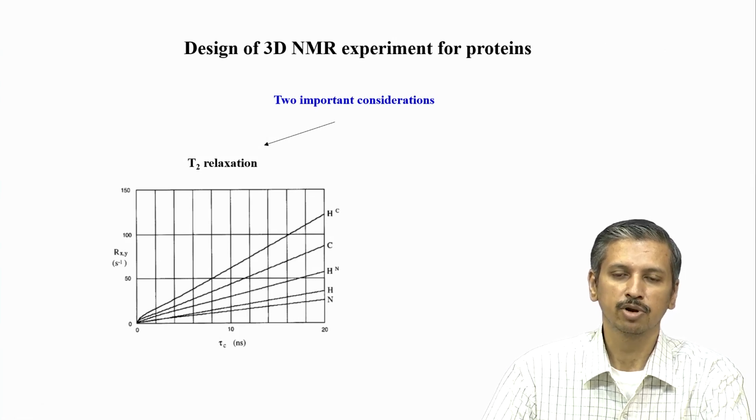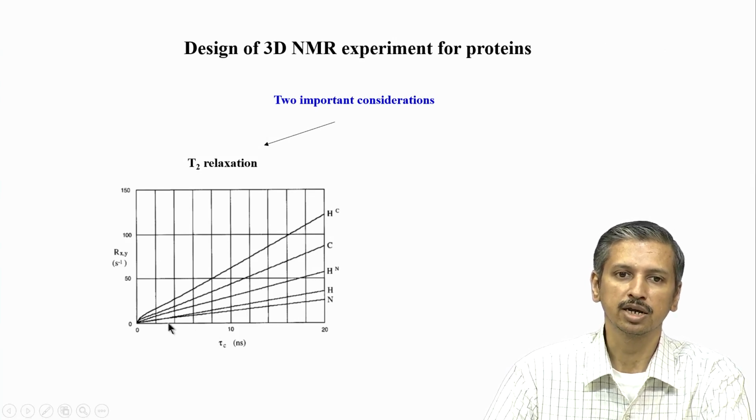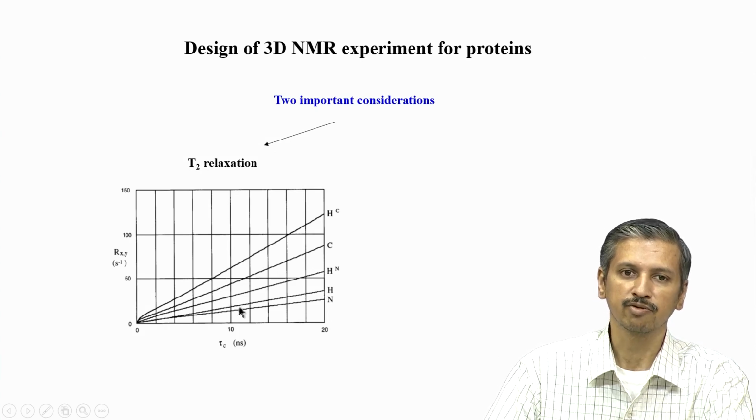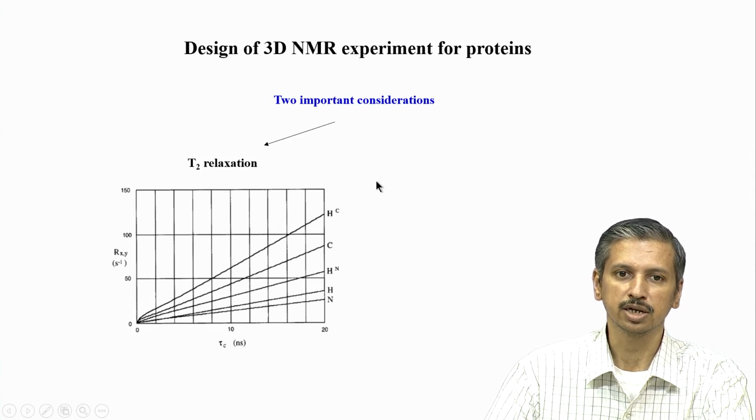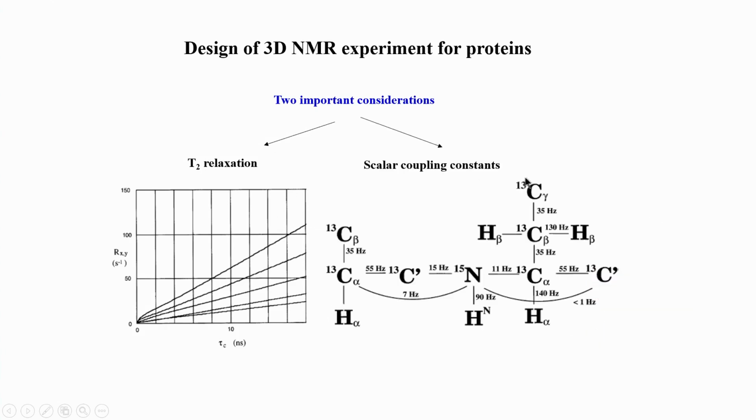So, therefore, it is very important to understand that I cannot design a 3D experiment arbitrarily for any protein. I have to take into consideration the size of the protein. So, this matters a lot in designing and doing 3D NMR, not only 3D, even for 4D and so on. So, that is one important consideration in designing. The second one is the coupling constant.